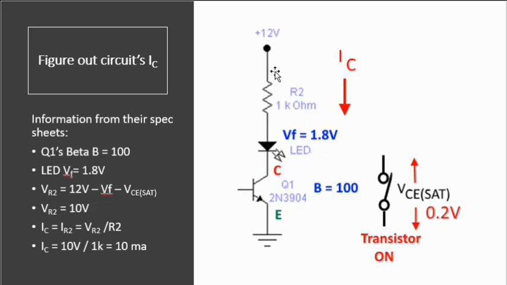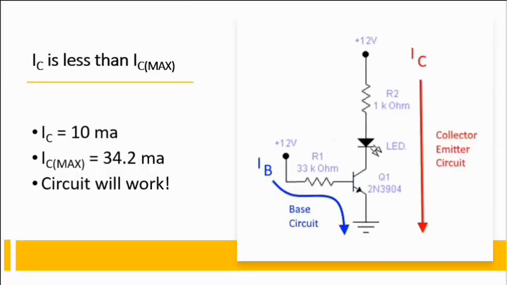Since we know the voltage across R2, we know what the resistor value is. Using Ohm's law, we can figure out the current going through R2. Now the current going through R2, because it's a series circuit, is going to be the same current that's going through the collector. So we end up with 10 volts divided by 1K. We're going to get 10 milliamps flowing through, which will turn on that LED. The LED will turn on.